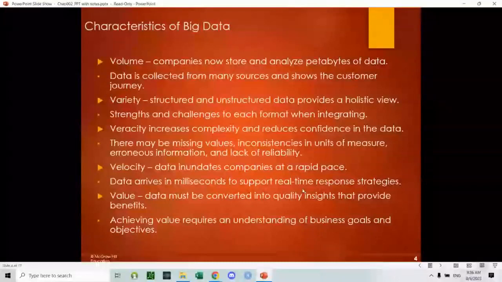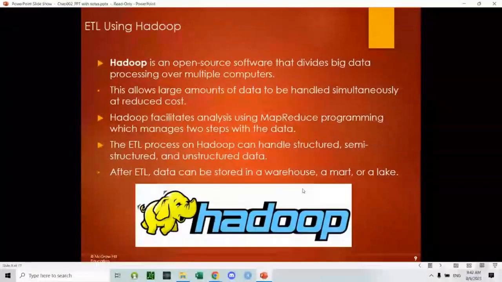So ETL is a process where data is consolidated from many sources into one location. It stands for extract, transform, and load. The first step is to extract the data from the source and convert it to the correct format. The second step is to transform the data, which requires it to be converted to the appropriate format for storage. The third and last step is to load the data into the storage system, like a data warehouse, data mart, data lake, etc.